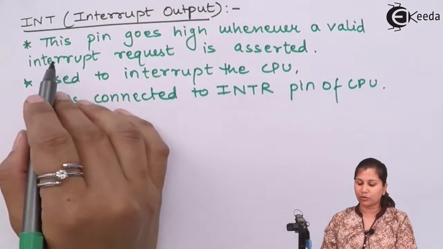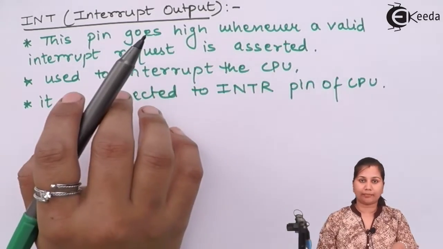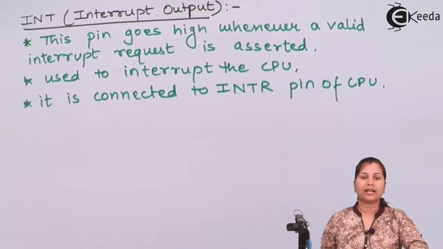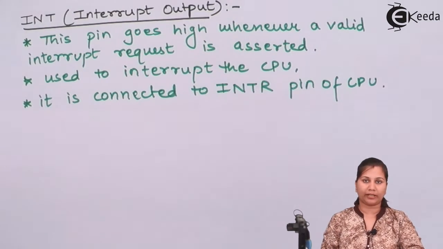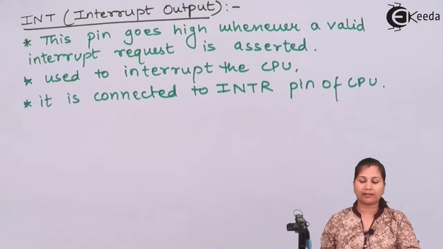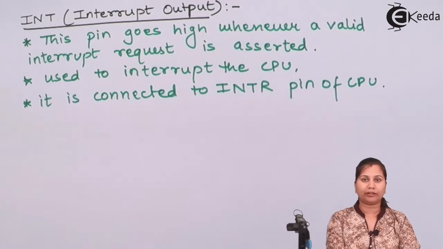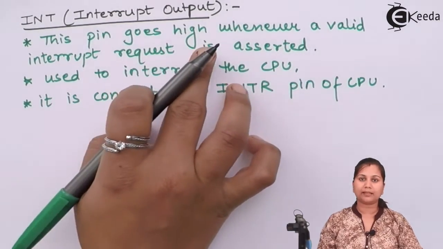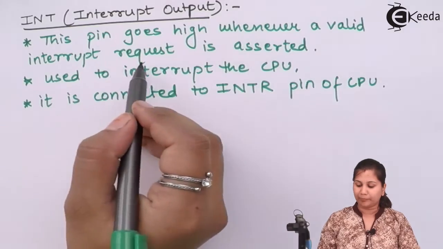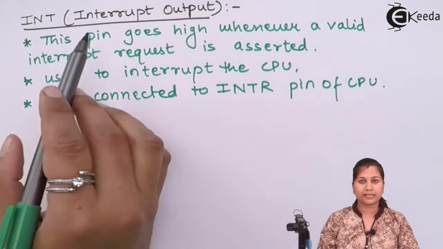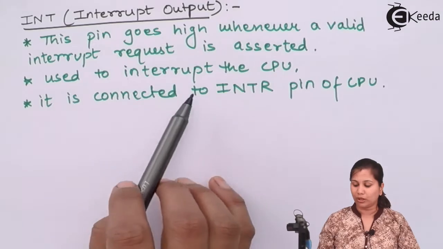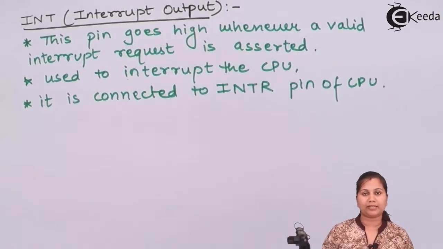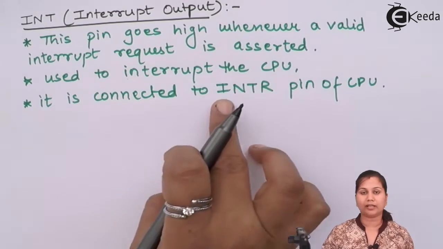So this pin goes high whenever a valid interrupt request is asserted, meaning whenever an input output device is giving an interrupt request to 8259. In response to that request, the 8259 is going to make this pin high, and this interrupt output is connected to the INTR pin of the CPU. The microprocessor has the pin interrupt request.